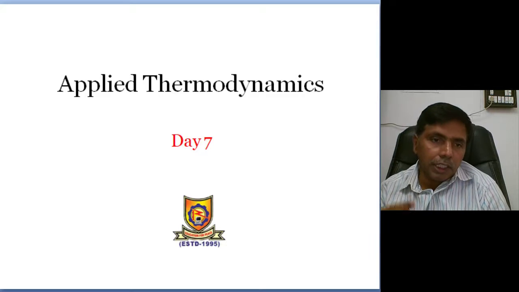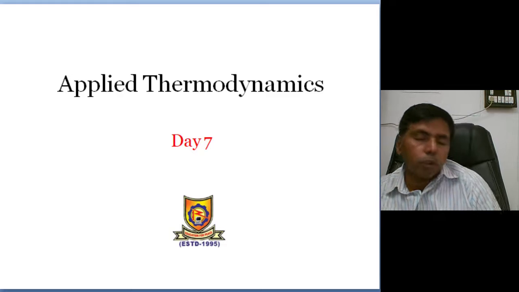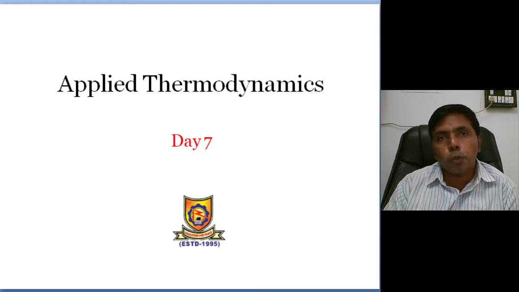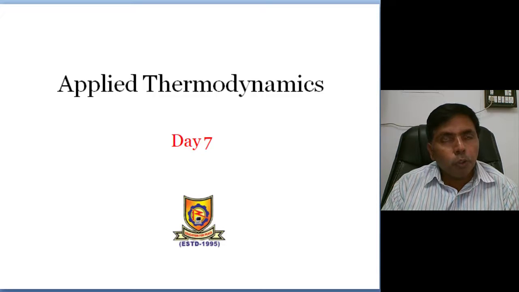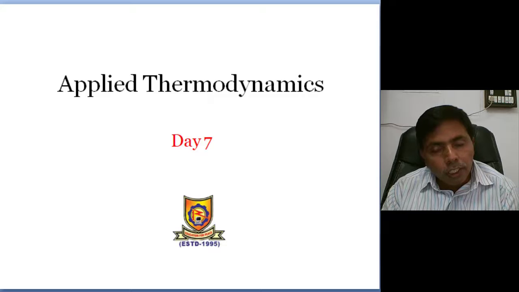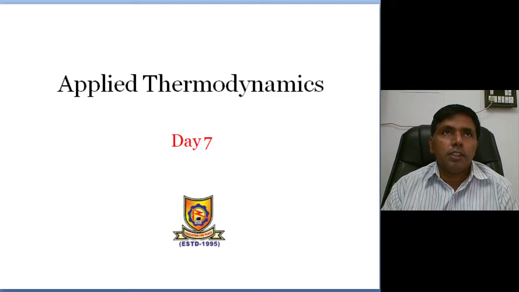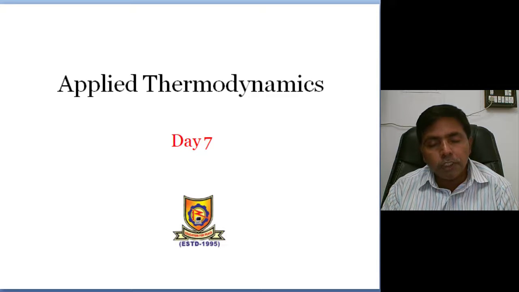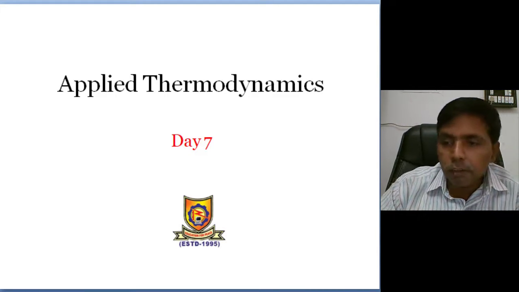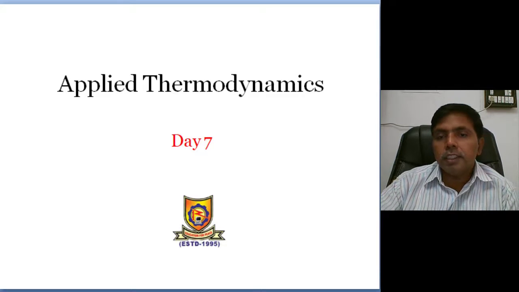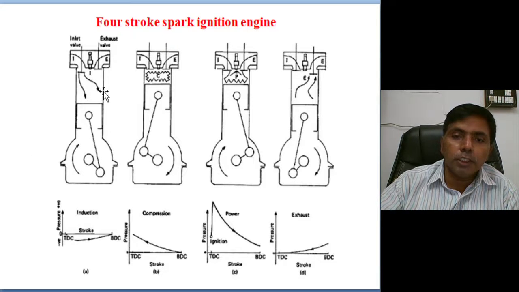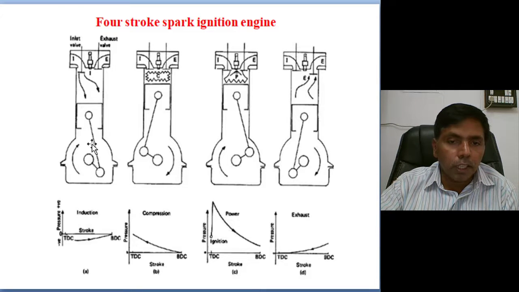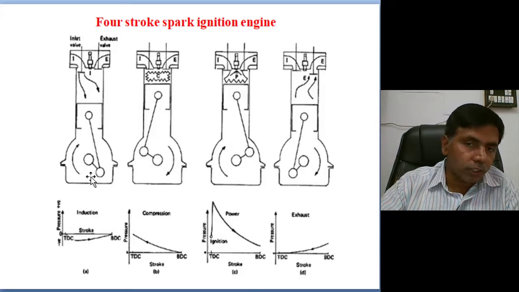One piston motion from TDC to BDC, top dead center to bottom dead center, or bottom dead center to top dead center, is called one stroke. In one stroke, the crankshaft will rotate 180 degrees. I will show the diagram itself, then it is easy to understand. You see, the piston is moving from TDC to BDC, that is called one stroke. For that, the crankshaft will rotate half a rotation, meaning 180 degrees.